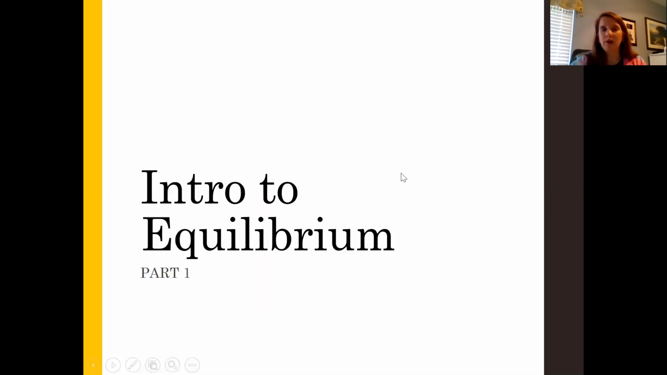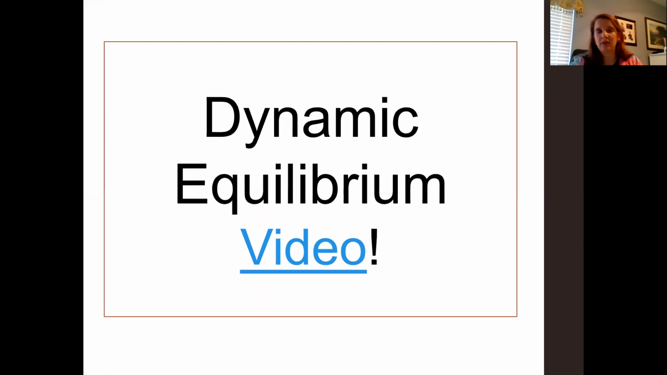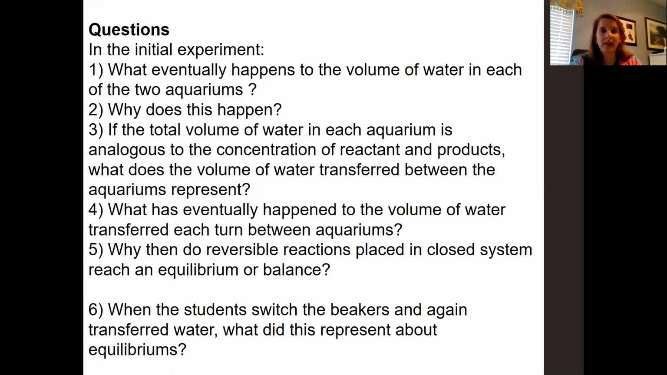So what I just did downstairs with the cups of water was an introduction into equilibrium. That's what this video is demonstrating as well. If you want to click on this link and watch somebody else do the experiment, that's fine. We were using two measuring cups of water and then a tablespoon and a teaspoon. The amount of water in each of the cups represented how much of the products and how much of the reactants we had, the concentration of each.